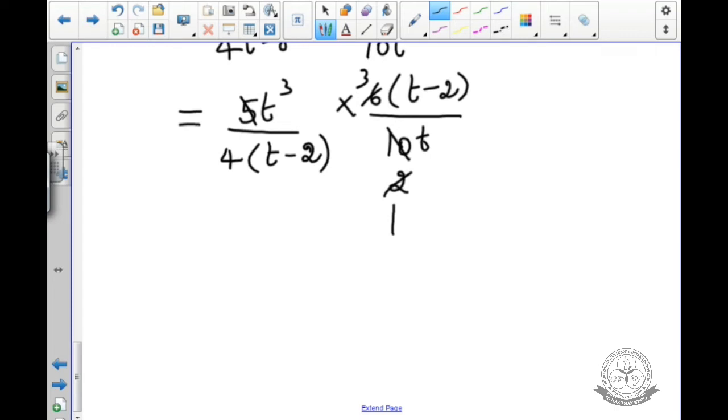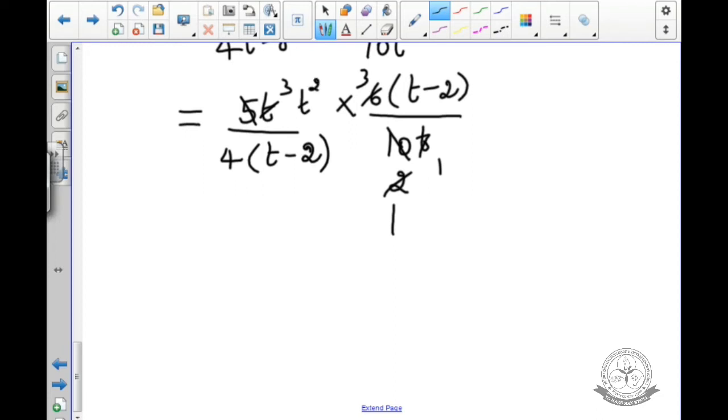Then no more numbers. Next I move on to the term. So here I am having t cube, here I am having t. So here also I can do the cancelling. 1 t is t and here 1 t. If suppose we want to cancel the term, the degree only, we can do the minus. So here t square will come, right?